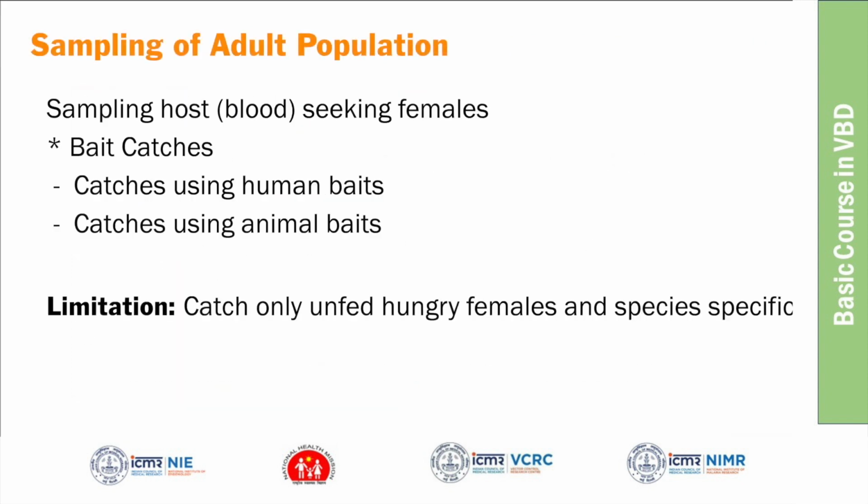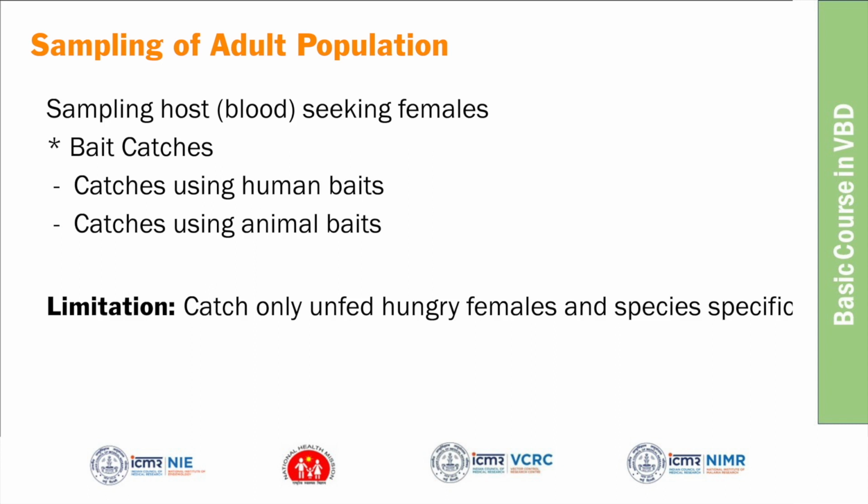So coming to sampling the adult population, there are different stages of the population. At a given point of time, in the daytime, most of the adults will be resting. In the night time or evening, there are mosquitoes that go for blood seeking, that is blood seeking females. Then there are female mosquitoes that go for laying eggs, ovipositing. So now we have the different forms of population.